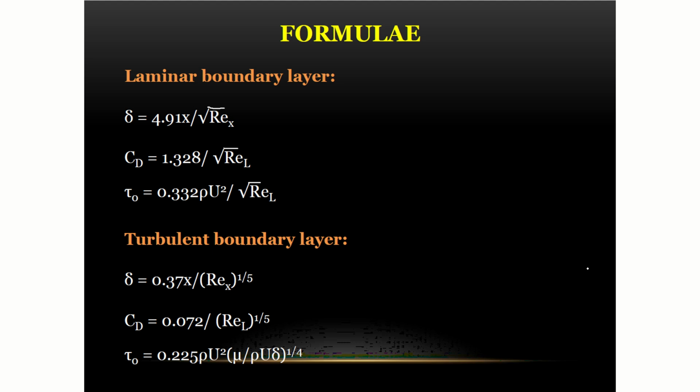So please take note of this slide, because all these formulas will be used in the problems. One has to start solving the problem by checking the Reynolds number. If the Reynolds number is less than or equal to 5 into 10 power 5, you apply the formulas for the laminar boundary layer. If it is greater than 5 into 10 power 5, then you apply the formulae applicable to the turbulent boundary layer.